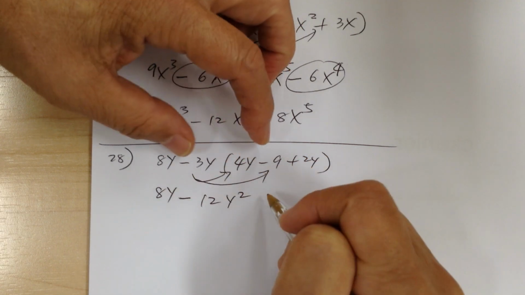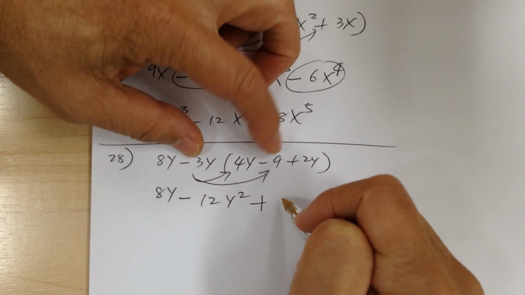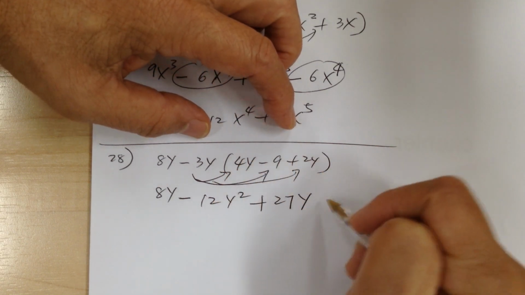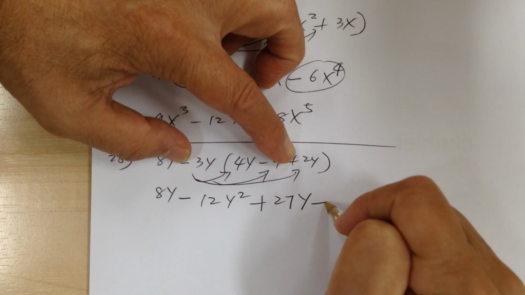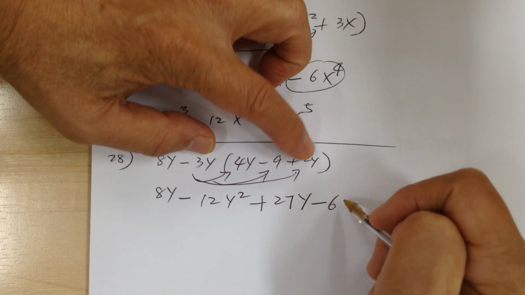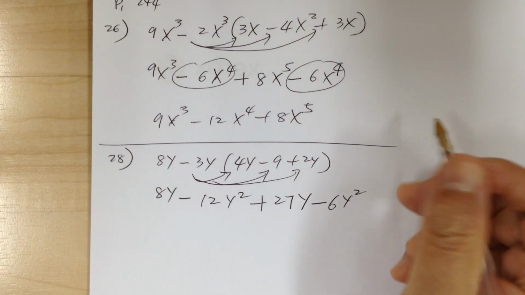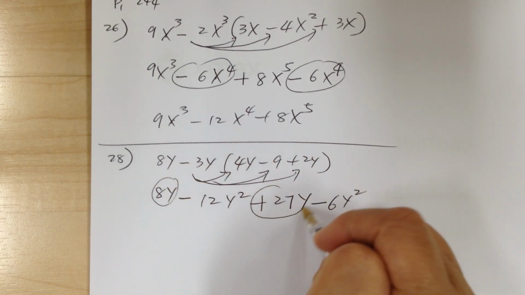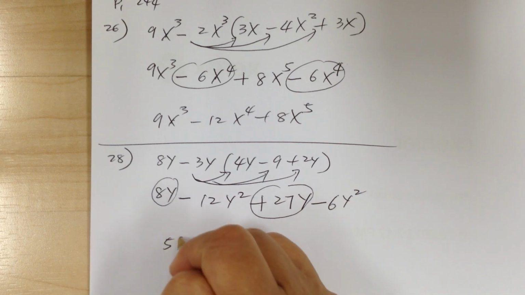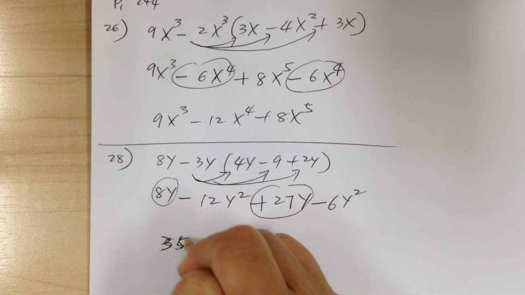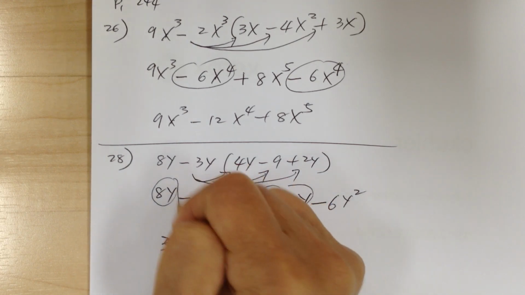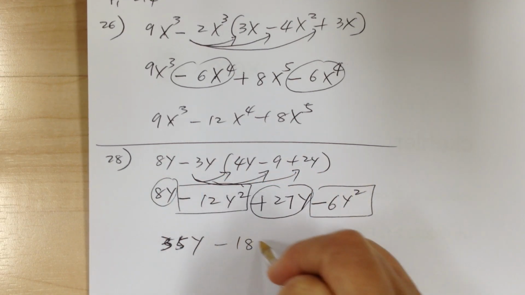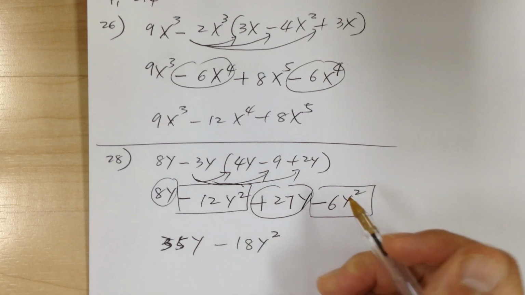Okay, so next one, negative is positive. 3 times 9 is 27. And alphabet will be just y. Okay, and this one, negative times positive is negative. 3 times 2 is 6. Y times y is y squared. Okay, then after that, you can combine the like terms. So this one and this one would be 35y, and this one and this one would be minus 18y squared. Okay, and that's it.